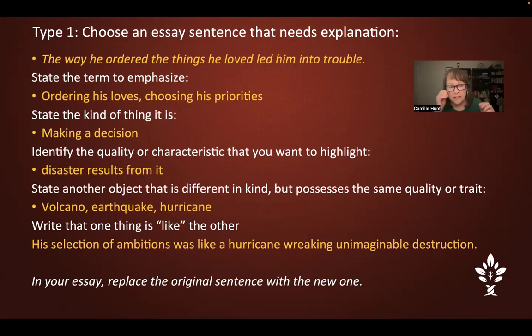And so you can see that these are not the same kinds of things. A human making a decision is not the same thing as a natural disaster. So they're different in kind, but they share a trait. They effect disaster. So we're going to write in a sentence then that one thing is like the other.